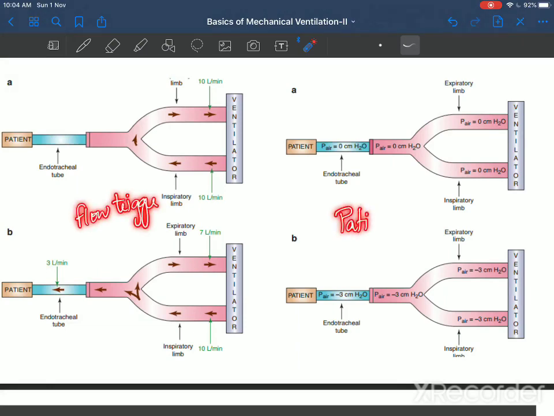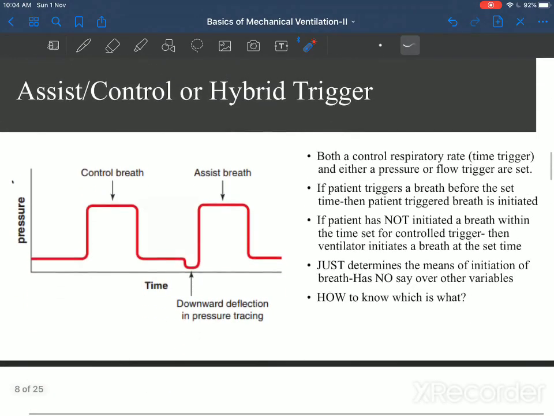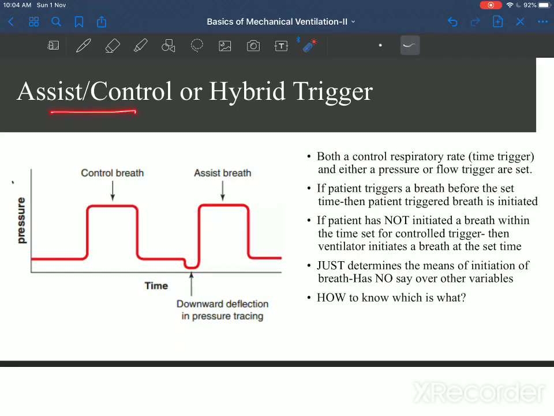Okay, patient trigger. For a time trigger, none of these needs to happen, isn't it? A drop in flow need not happen, a drop in pressure need not happen, because it is just time dependent. So when you have a graphic like this, you will know whether it is a control breath or an assist breath. We will see something about assist, control or hybrid trigger before going into this graphic.